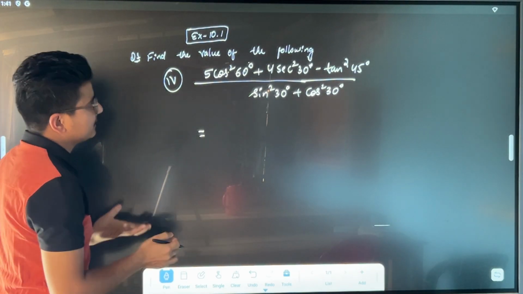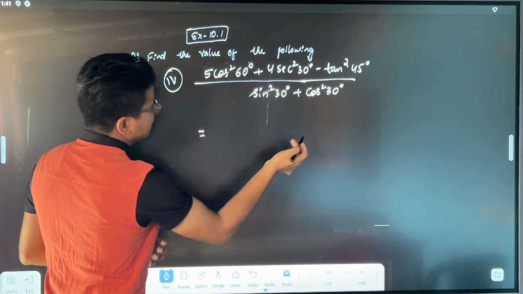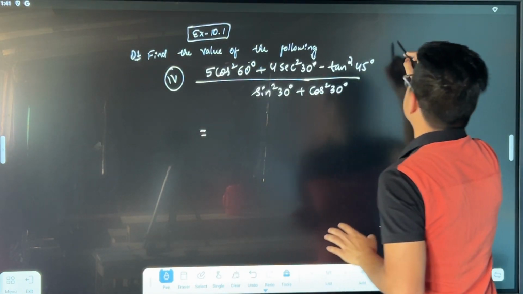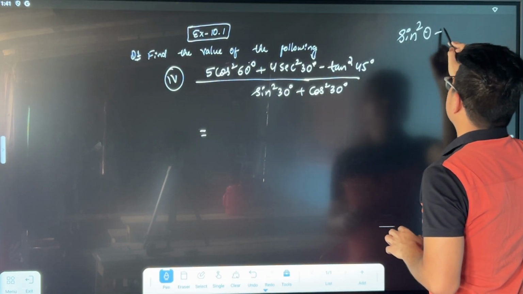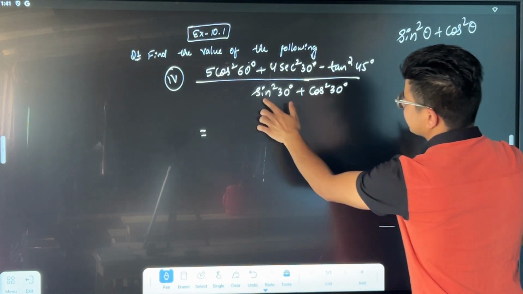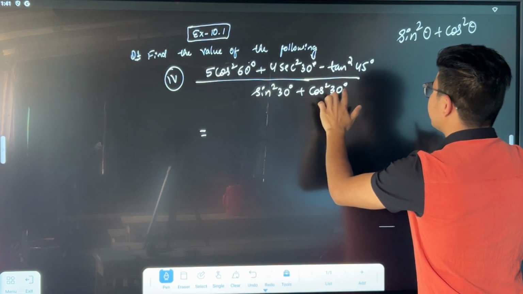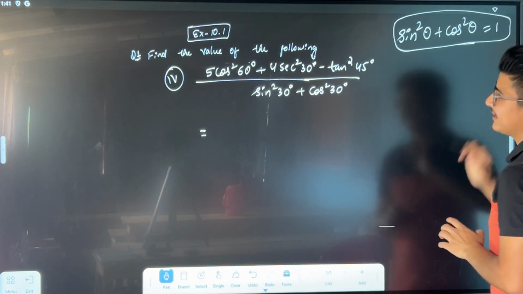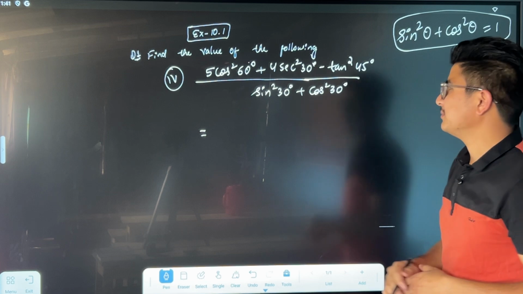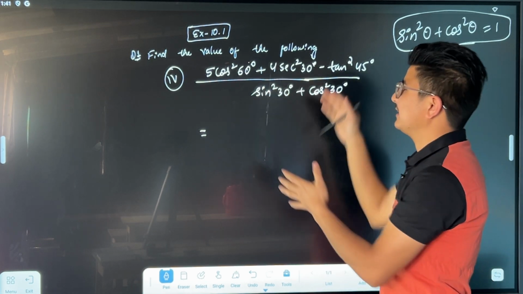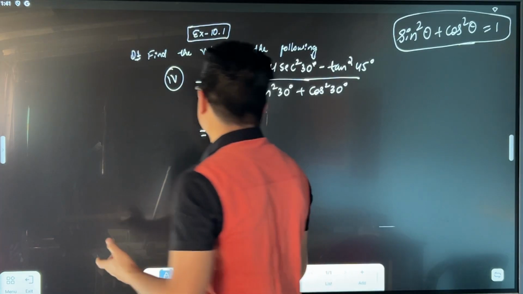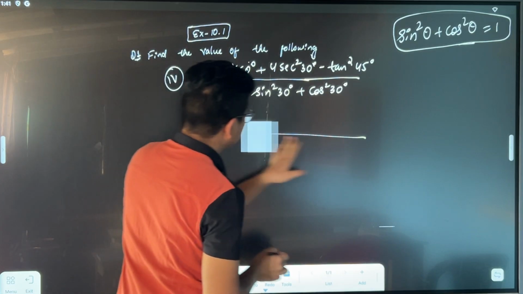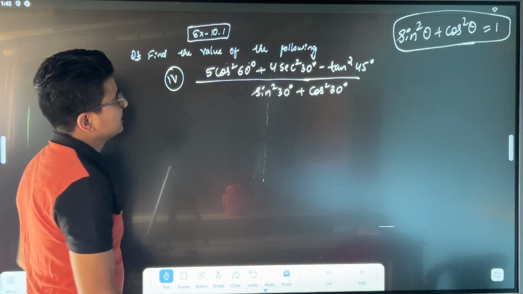Let us solve this Roman number 4. This is an interesting question. In the denominator, you can simply apply the formula. It is exactly of this type: sine square theta plus cos square theta. So sine square theta plus cos square theta is equal to 1. Please remember this formula. Without applying this formula also, you can solve this by putting the value of sine 30 degree and doing the square, but if you apply the formula, it becomes so simple. So here the denominator is 1, so you can simply ignore it.